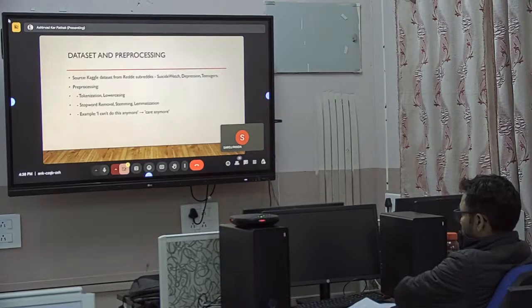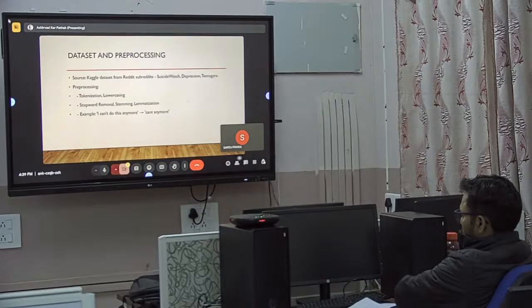So coming to the dataset. The dataset that we have used is from Kaggle, and it was published in 2021. It consists of data from the last 15 years, and it has almost 3 lakh entries, of which half are depressive text and half are non-depressive text. So this data is very diverse, across all the subreddits where people have shared their thoughts.